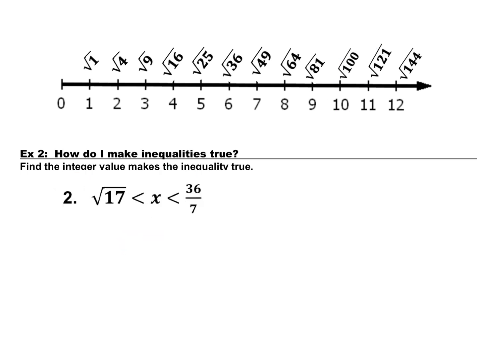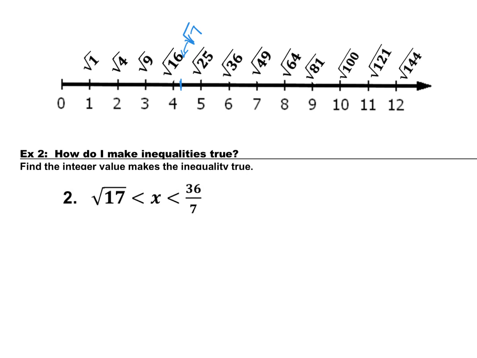All right, let's try this again. We have the square root of 17, and we're looking for the number that's between the square root of 17 and the 36 all over 7. So we've got the square root of 17. Let's find that on our number line. The square root of 17 would be found right here, and it's really close to 4, so it would be a small 4, probably about 4.2 is what we'd approximate that to be.